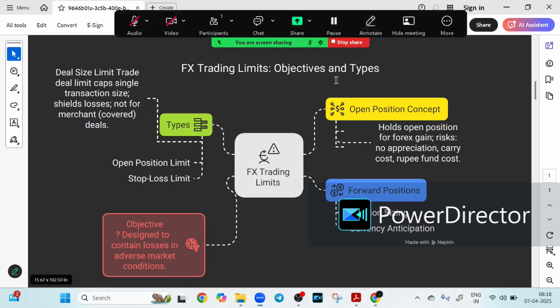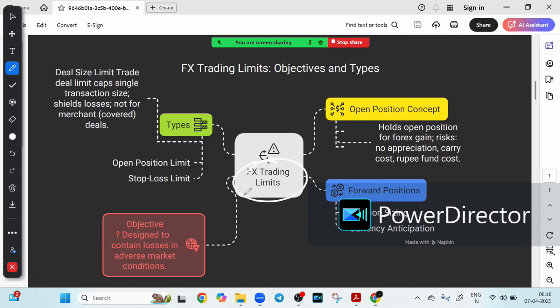Yes, we are talking about FX trading limits, their objective and their types. First things first, why do we need trading limits? What is their objective? The core objective is to limit potential loss during adverse market conditions. That is our main objective.